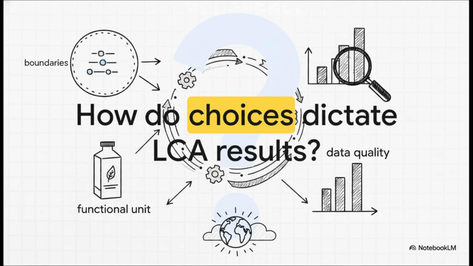How do the choices and assumptions made by an analyst ultimately dictate the reality of the LCA results? As we've explored today through the ISO frameworks, data isn't just data. It's heavily shaped by where we draw the boundaries, how we define that functional unit, and the absolute rigor of our data quality. Mastering the methodology behind the numbers is truly the only way to interpret the results, see through the noise, and understand the real environmental impact of the world around us.